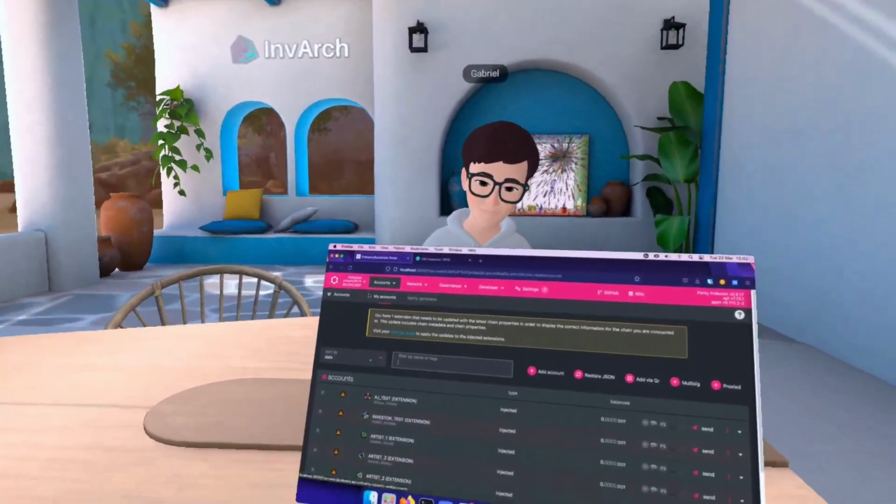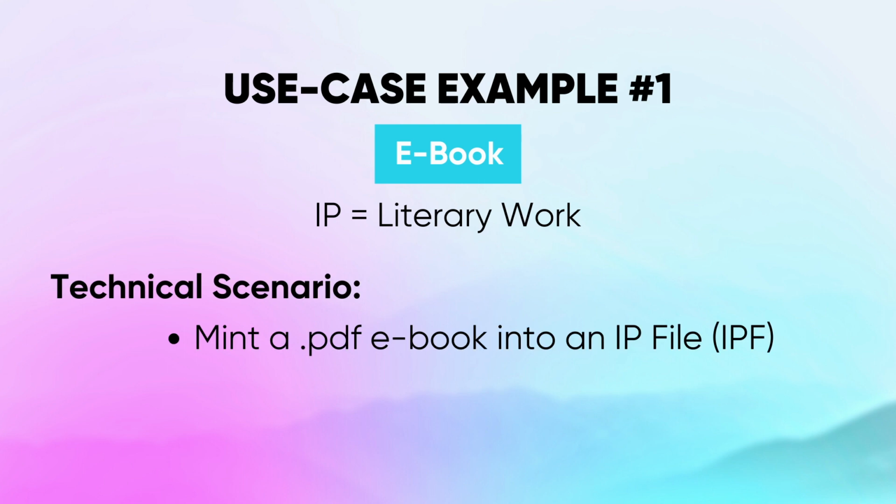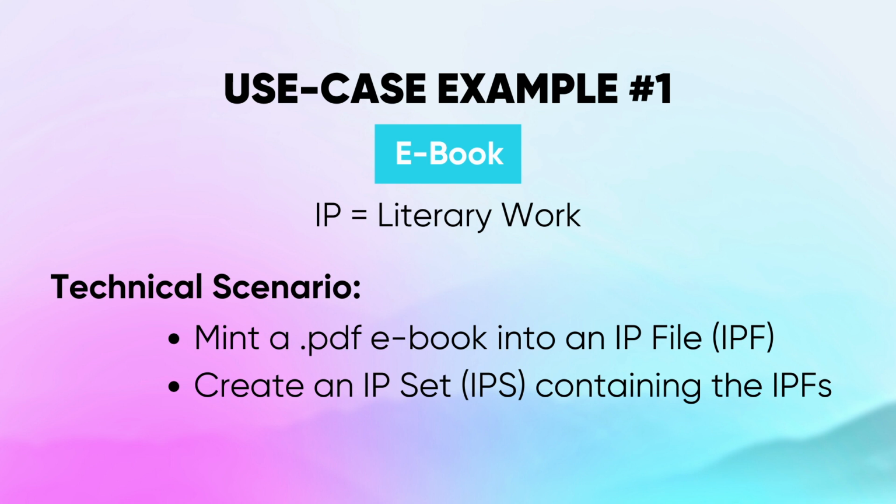different use cases. The first use case is an ebook literary use case. It's actually an ebook that I created in the past, but I decided, hey, why don't we use this for a use case? So the scenario will mint a PDF book into an IPF, create an IPS or IP set containing the IPFs, and then those will be minted into IPTs for somebody else.